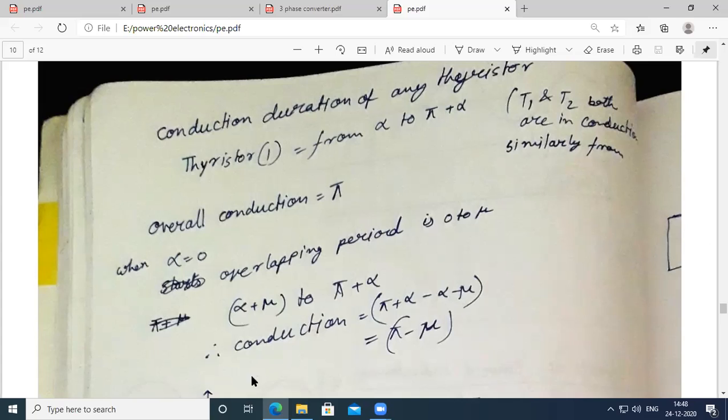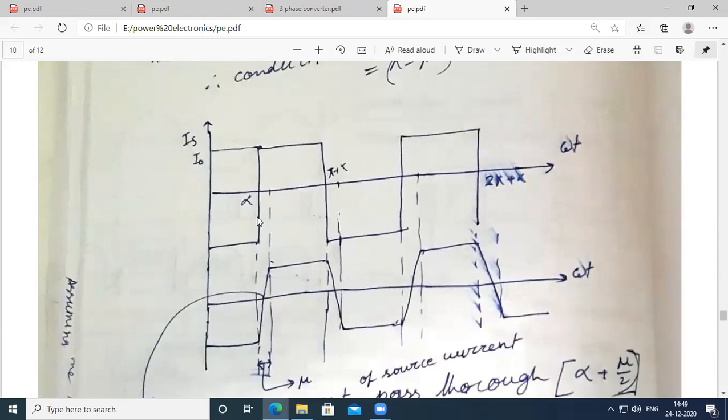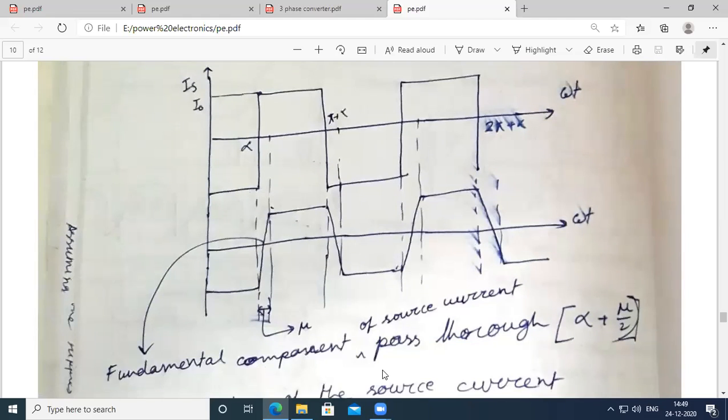you understand, the conduction duration of any thyristor is from alpha to pi plus alpha. Okay, the overlapping area is mu. So the overlapping period is 0 to mu, and alpha plus mu to pi plus alpha is the conduction. Therefore, the conduction period is equal to pi minus mu. This is the overlapping area.